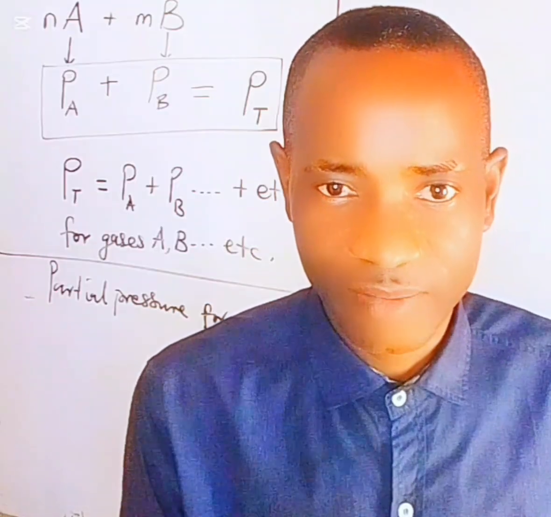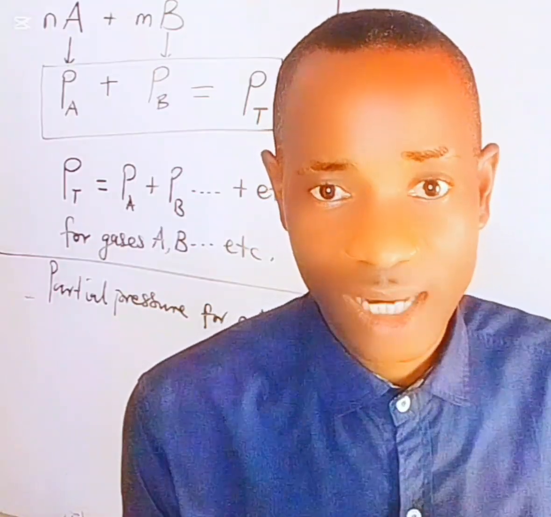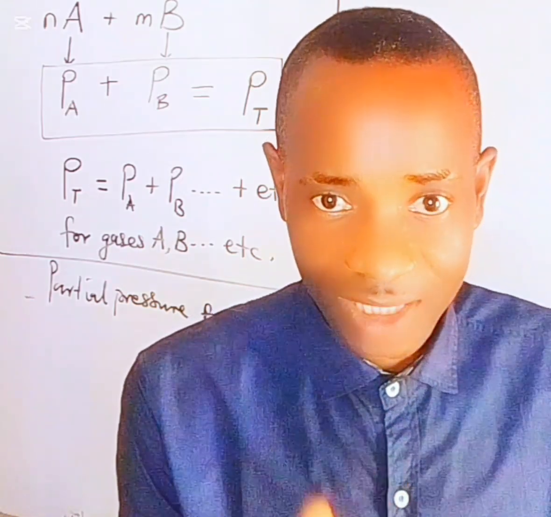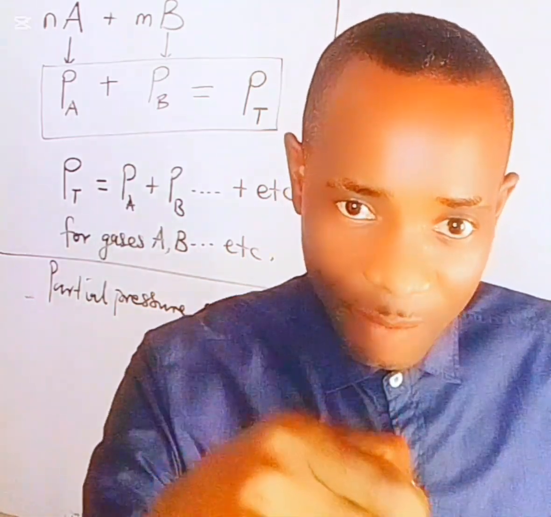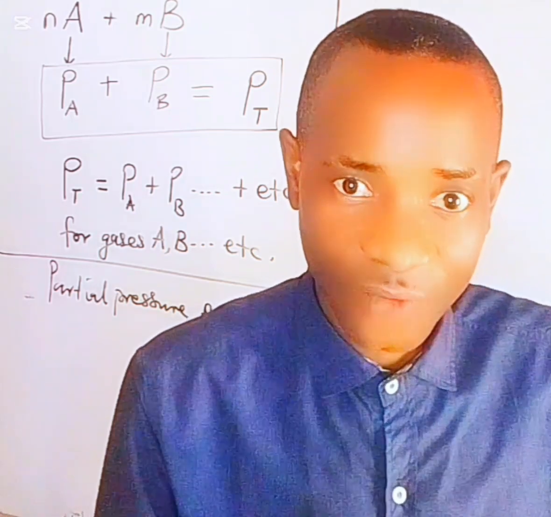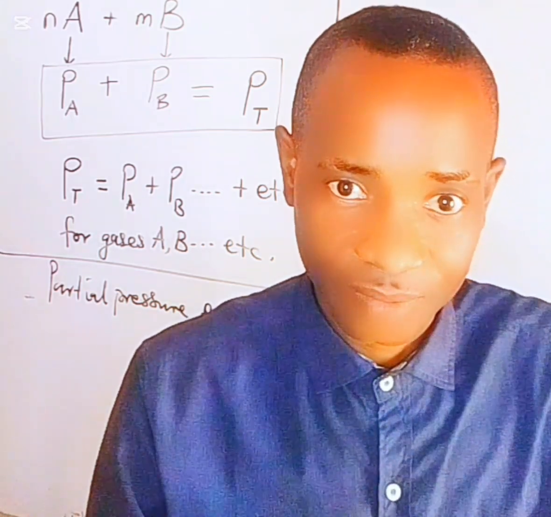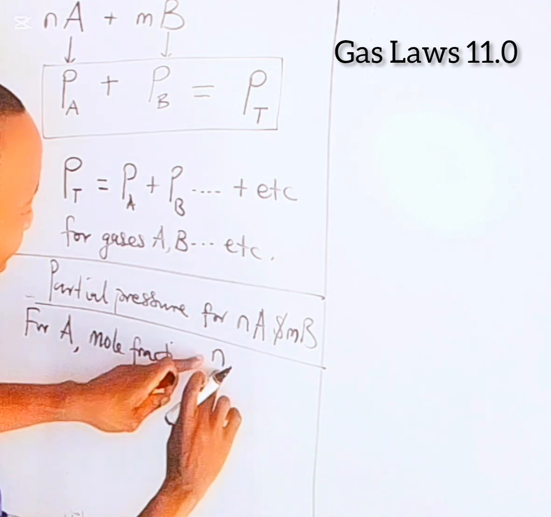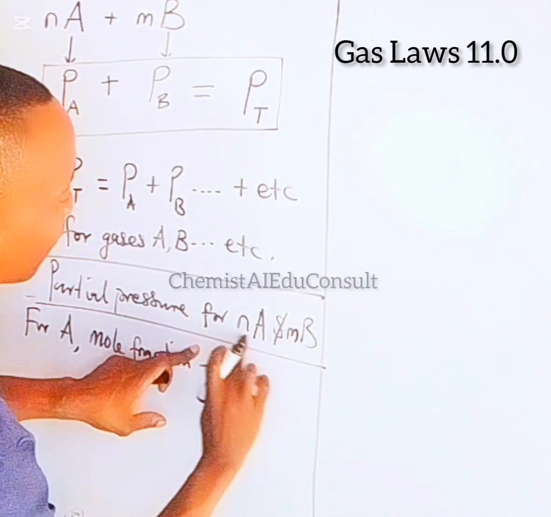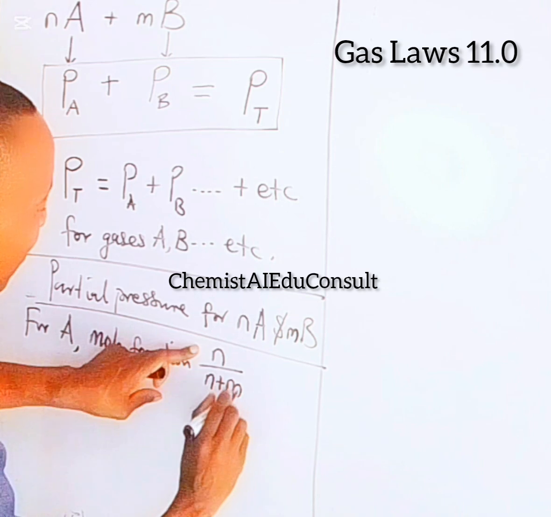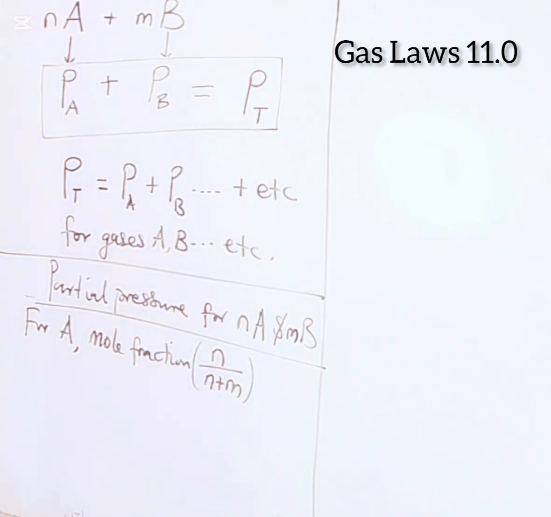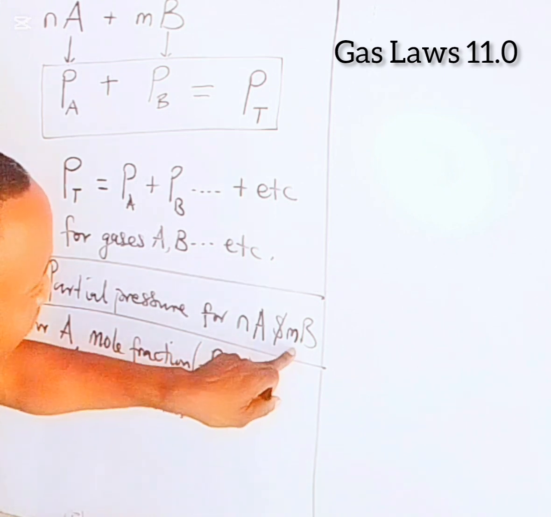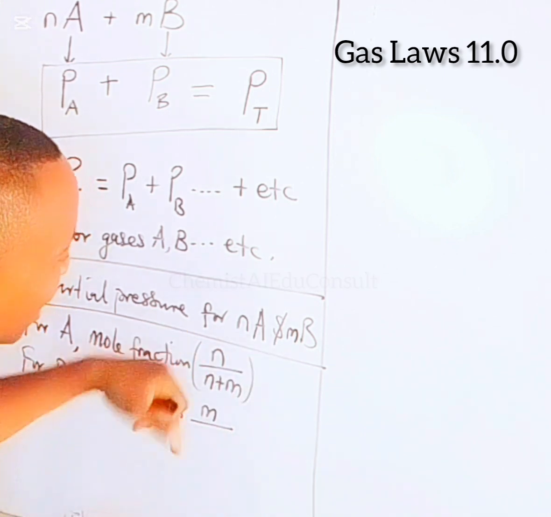Partial pressure is gotten by calculating the total number of moles of the mixture of gases. And then a partial pressure is the number of moles of one component divided by the total number of moles, multiplied by the total pressure. For gas A, mole fraction is number of moles of A, which is n, divided by total number of moles, which is n plus m. This is called the mole fraction of A. And then for B, the mole fraction is number of moles of B divided by total number of moles.